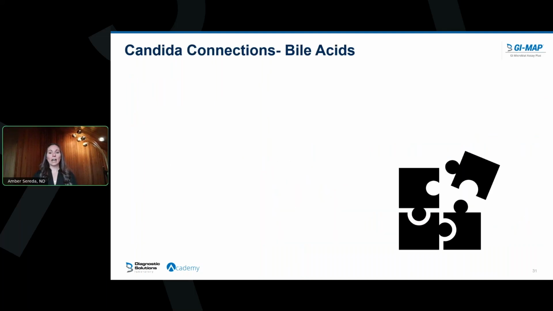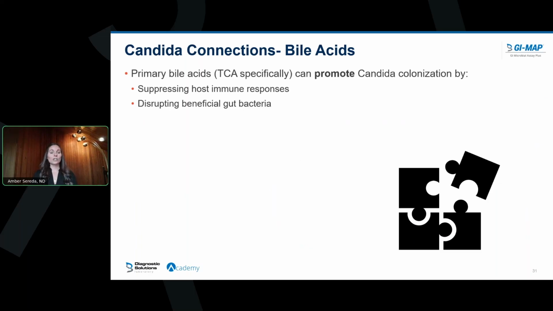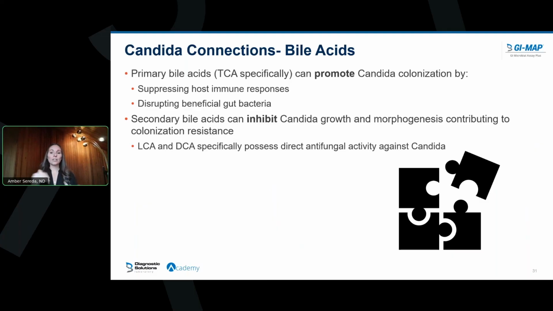So what connections do we have with Candida and bile acids? Our primary bile acids, TCA specifically, can promote Candida colonization by suppressing host immune responses and disrupting beneficial gut bacteria. And again, I'll show you in a moment, but they're all elevated for this patient. On the other side, our secondary bile acids, which were generally low, can inhibit Candida growth and morphogenesis, which will contribute to colonization resistance. So LCA and DCA specifically possess direct antifungal activity against Candida. And as I was saying, we'll see DCA was fine, LCA a little bit on the low side.